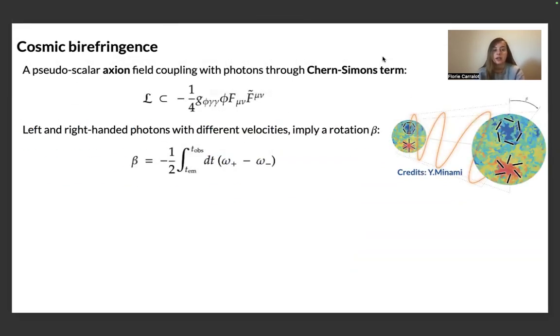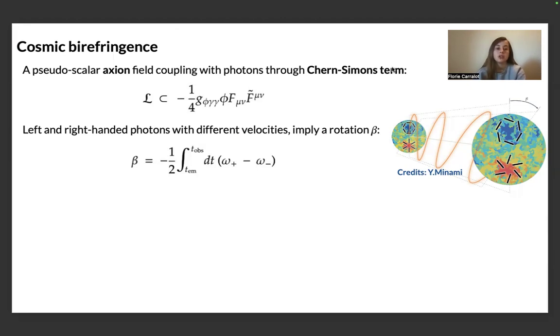A pseudoscalar field associated to axion-like particles can couple with photon through Chern-Simons terms. So here, what you see is phi, which represents the axion field. F mu nu represents the electromagnetic tensor of photons, and G is the coupling constant.